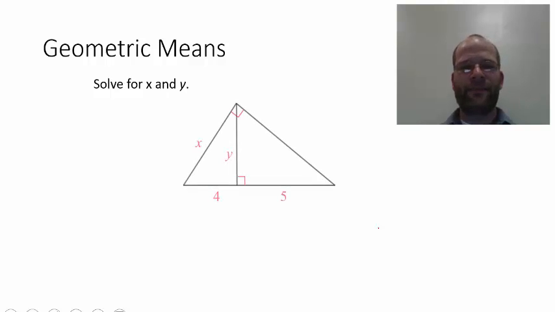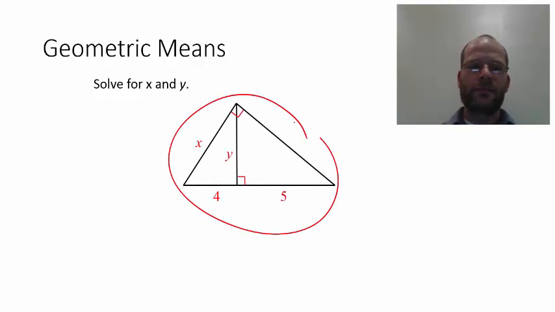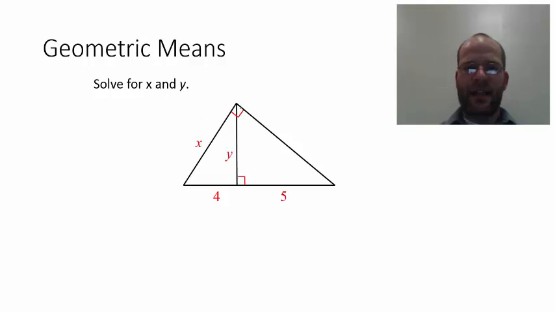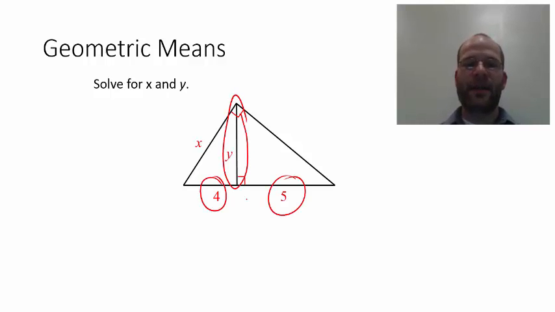To solve for x and y, here's a right triangle. And we can see that the altitude has been drawn in as indicated by the right angle here. And we know that the segments of the hypotenuse are 4 units and 5 units respectively. And we're trying to find x and y. We'll solve for y first, since it's probably the easier of the two corollaries to apply. And in this case, y is actually found by applying corollary number 1. What does corollary number 1 say? It says that the altitude is the geometric mean of the two segments of the hypotenuse.